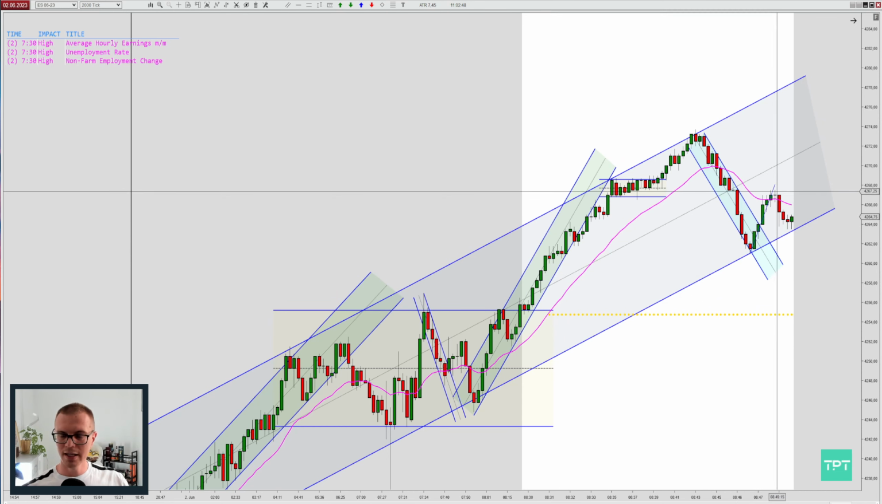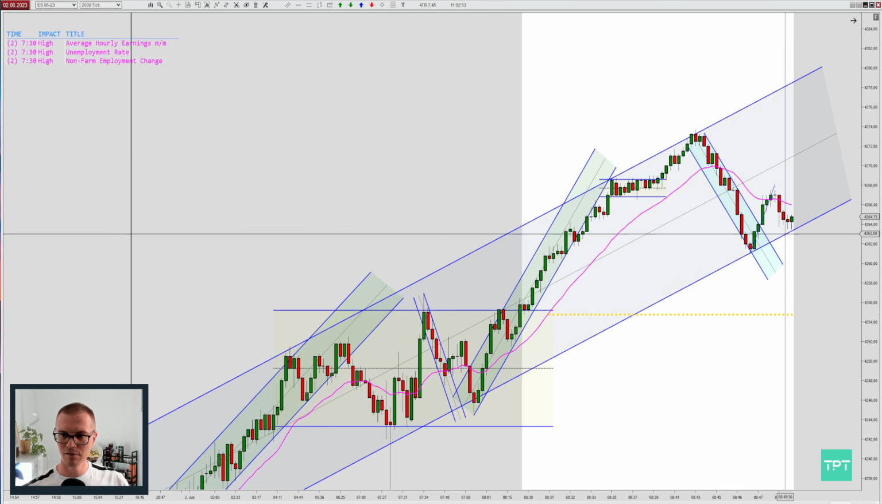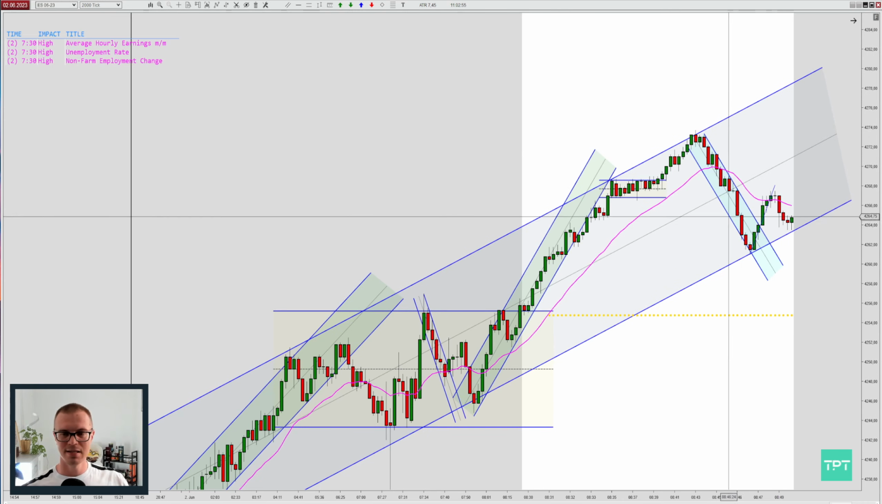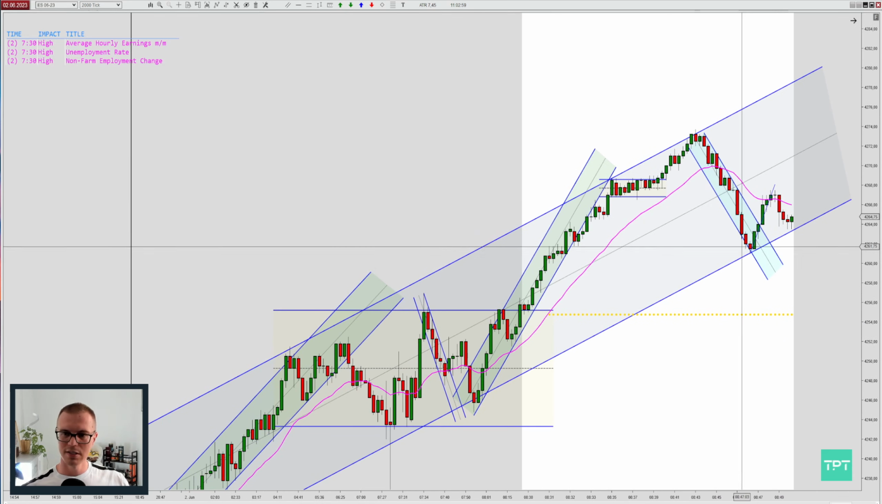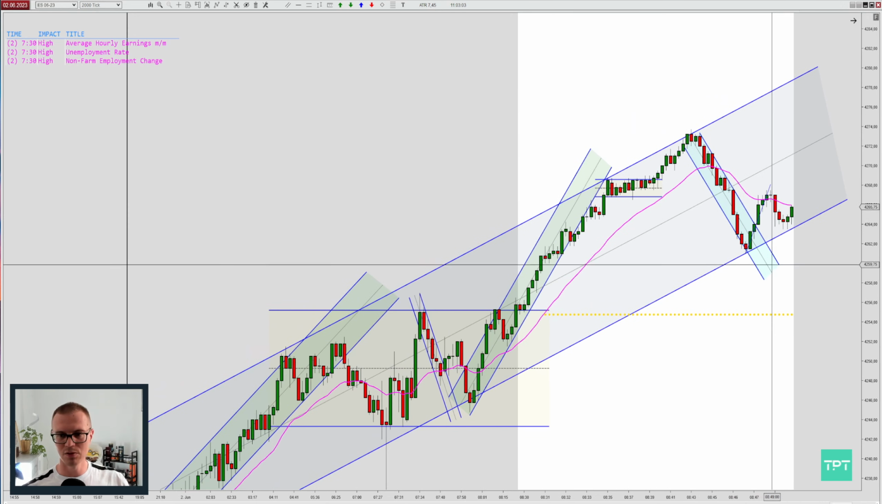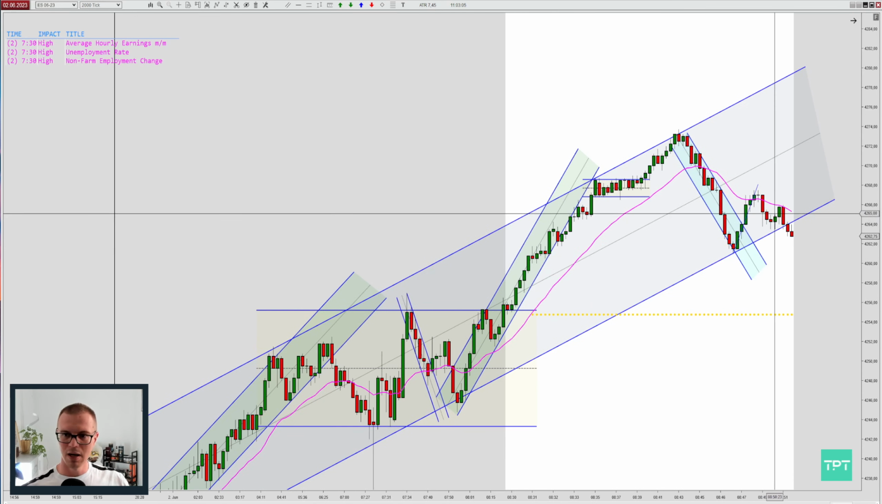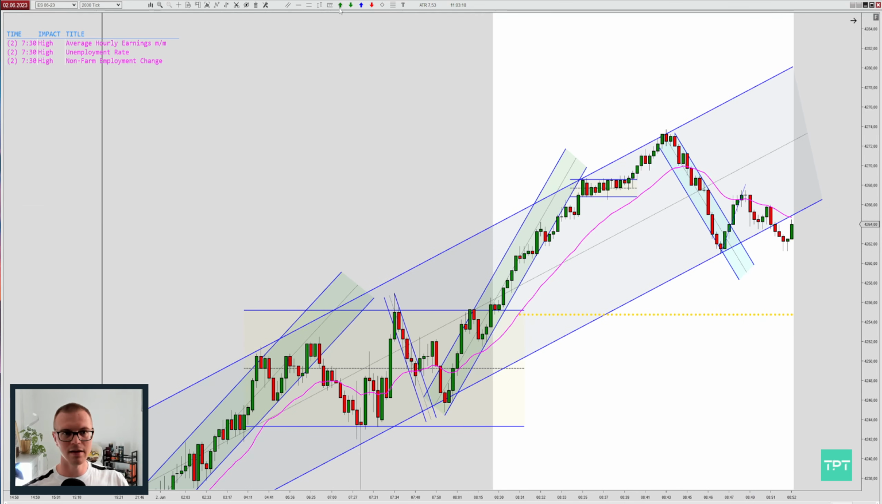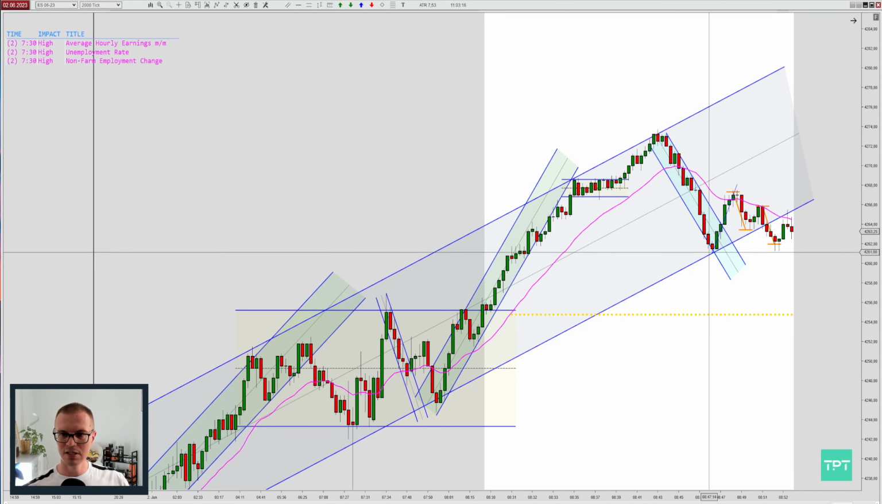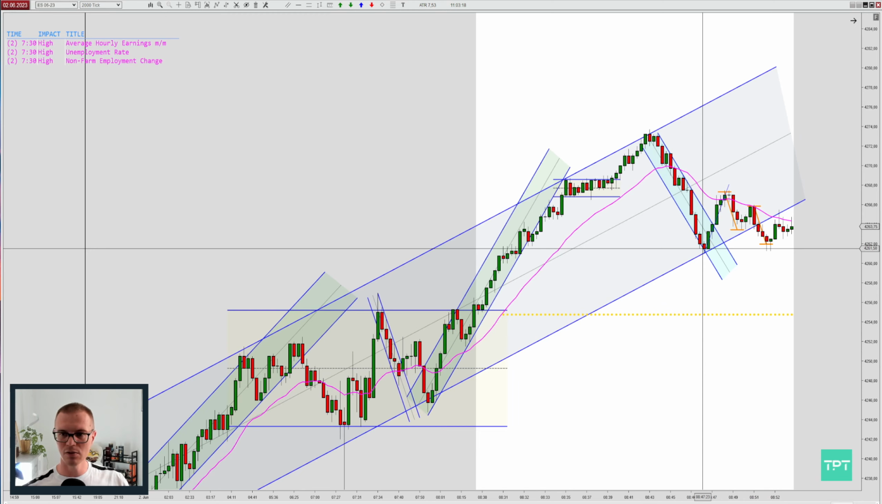Now we get a pullback here and a test of this confirmation from this channel. But as I said, we have a conflicting pattern here, because you can see this downtrend here is breaking for the first time and we want to see a retest. So I'm not taking this long here. And now we get a second leg down. I will draw this so you can see what I mean. First leg pullback, second leg. So this could be already a retest of the lows.